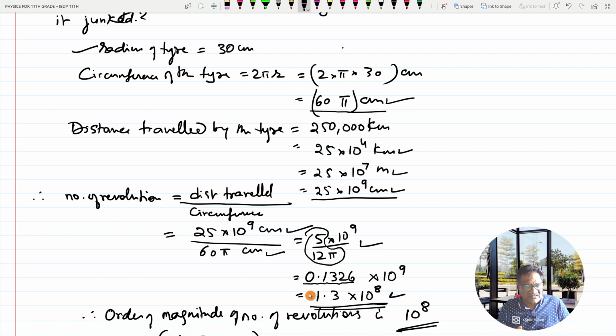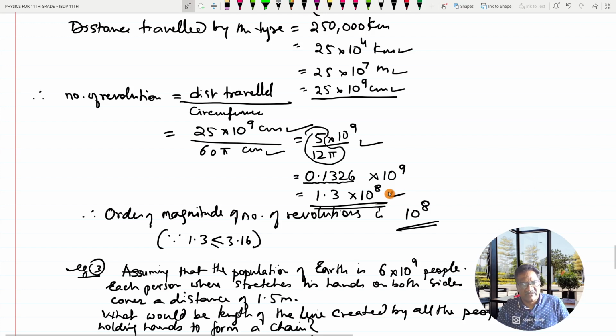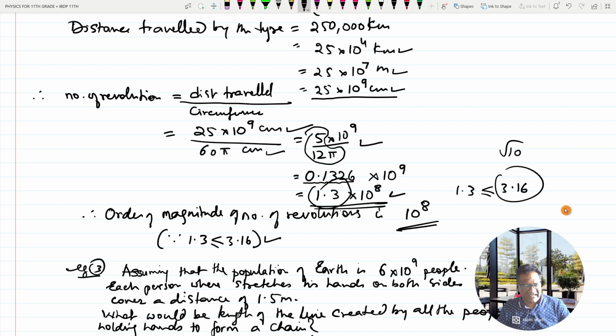Because this 1.3 is less than 3.16, this will be the order of magnitude of the number of revolutions. So 10 raised to 8 will be the order. The order of magnitude of the number of revolutions is 10 raised to 8. Since it's a pure number, there are no units. This is because 1.3 is less than 3.16, which is nothing but root 10. This is how you get it. Fine. So that was example number 2.